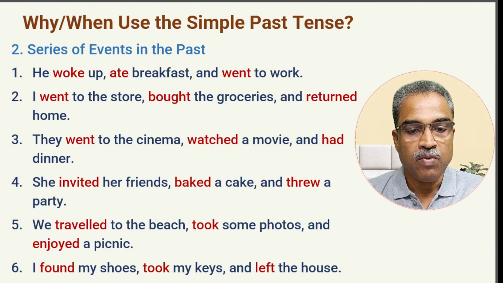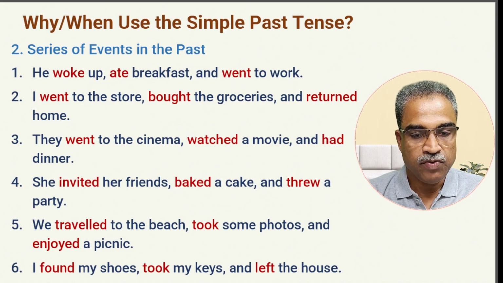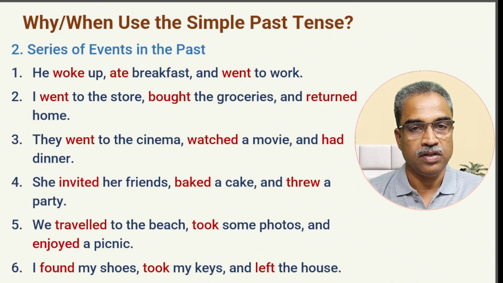Next, they went to the cinema, watched a movie, and had dinner. It's a series of actions, all V2 form. She invited her friends, baked a cake, and threw a party. So this is in order, a series of actions in the past. Next is we traveled to the beach, took some photos, and enjoyed a picnic. Traveled, took, enjoyed. These are all V2 forms we used in the simple past tense.